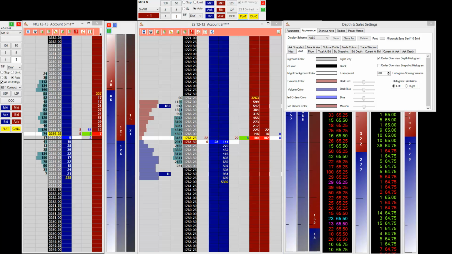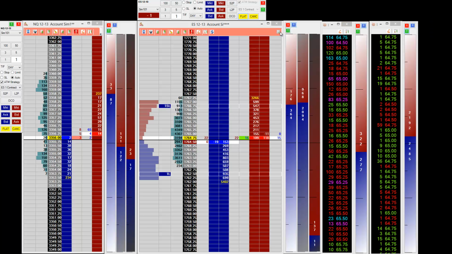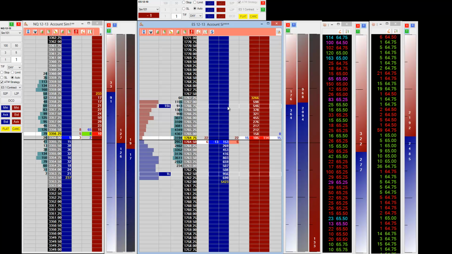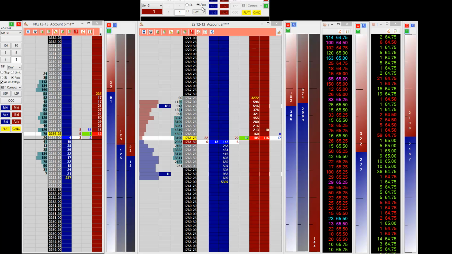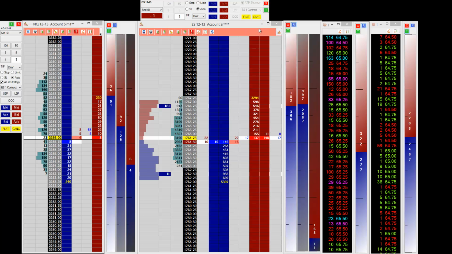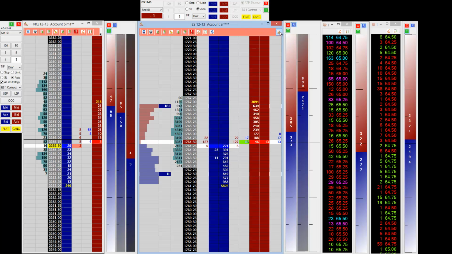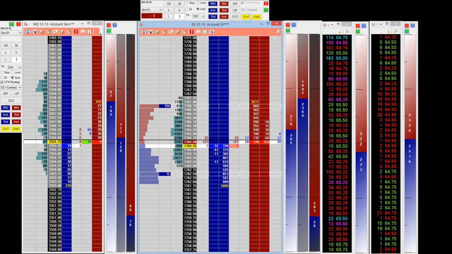There are also shortcut keys to clear that, and you can edit those in the normal shortcut key editor. The other thing that people have asked for is the trade lock. Traditionally, the trade lock just locks you out from doing anything on the depth and sales main window, but it didn't lock these buttons here. So there's some people saying that, okay, the trade lock should lock everything. So we've done that now. So the trade lock will lock all of the buttons.